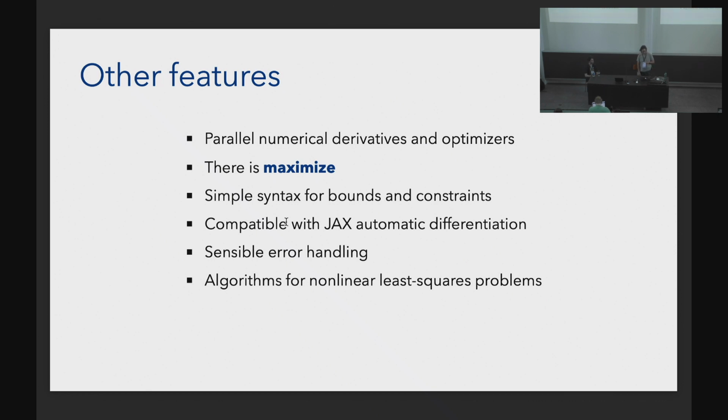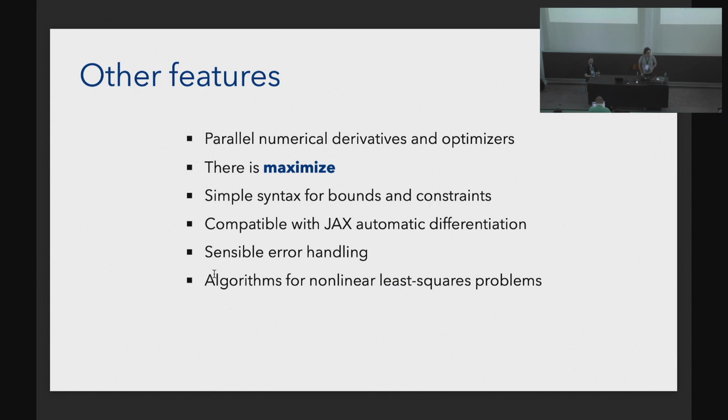Some other features that we don't look at in detail: you can calculate parallel numerical derivatives. So in case you don't have a closed form derivative, we can do that for you and in parallel on as many cores as you have parameters. There's also maximize. There's a simple syntax for bounds and constraints. Constraints are not supported by all optimizers, but many. It's compatible with automatic differentiation in JAX. So that's typically the way I get derivatives in my projects.